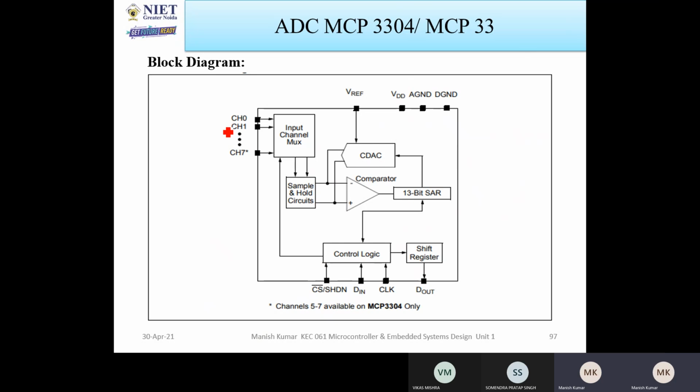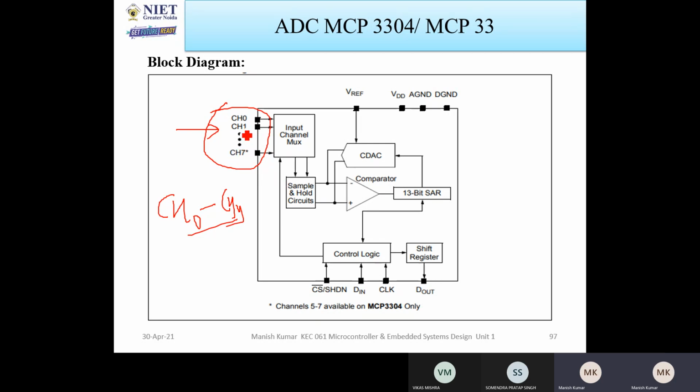Now you can think that, let us consider this is a channel. With the channels you can supply the input. There are 8 different channels available in MCP3304, but when you are talking about MCP3302, only 5 channels will be there, from CH0 to CH4. So in MCP3304 there are 8 different channels.